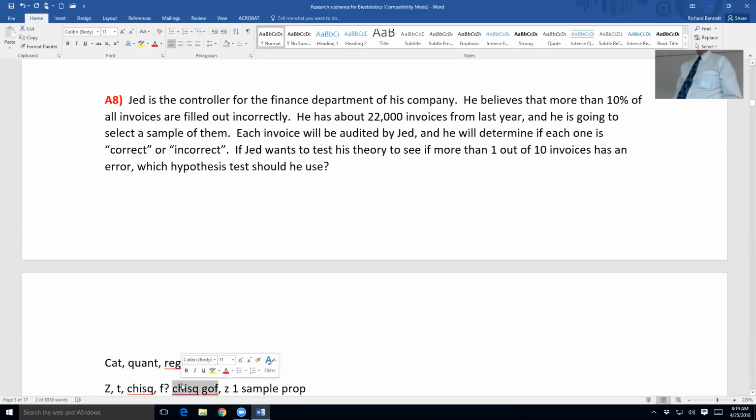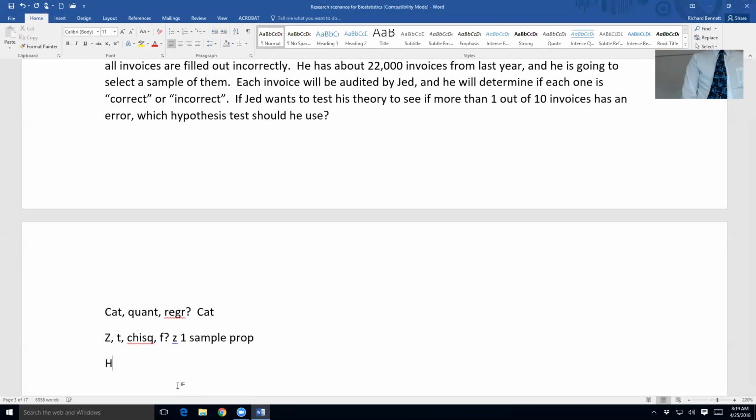Okay, what was the fit on that one? What are we fitting it to? Well, my guess is that he'd like to see if he's correct at 1 out of 10. But that's a proportion. Yeah, so it's a Z1 sample proportion, okay? All right, so now what's the null and the alternative hypothesis?